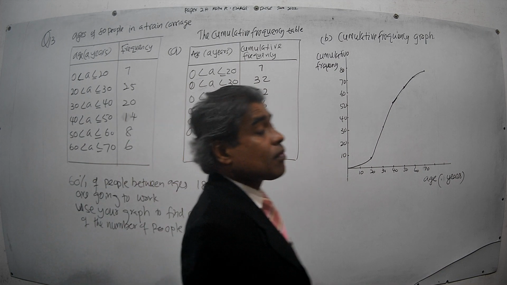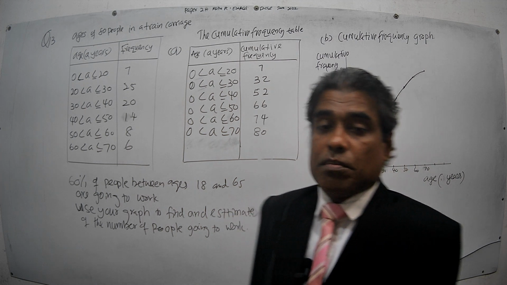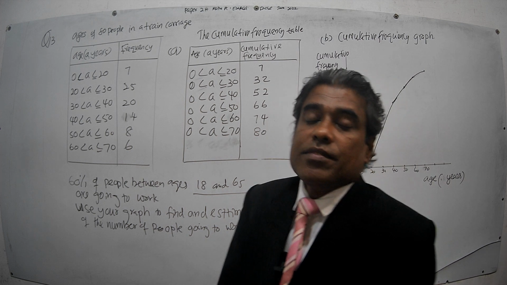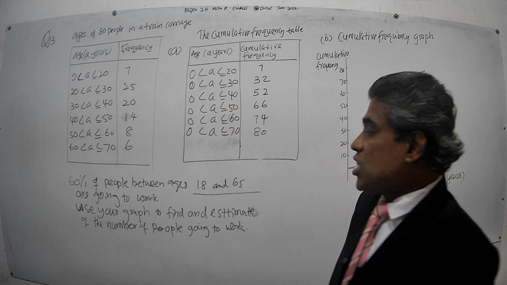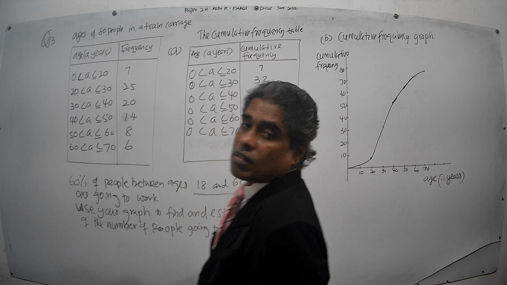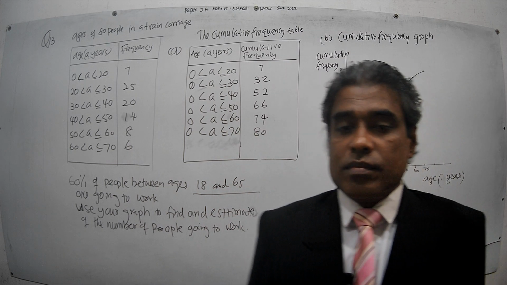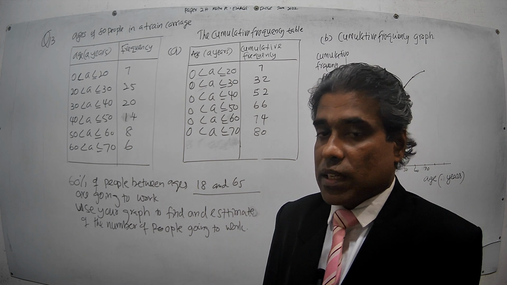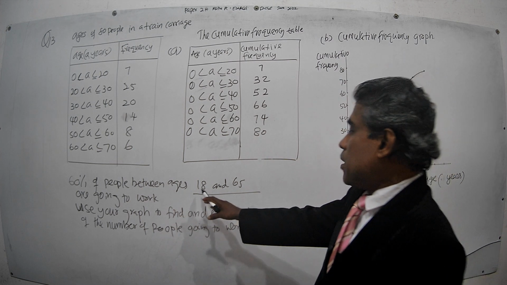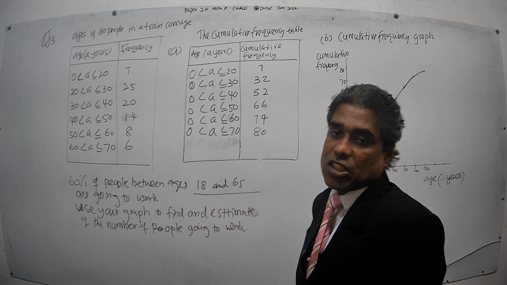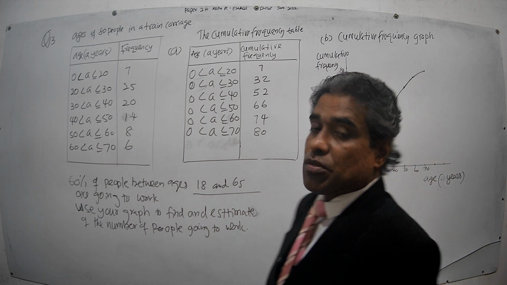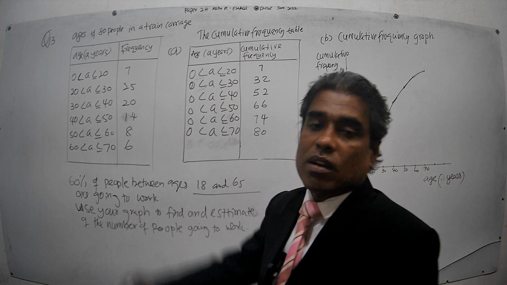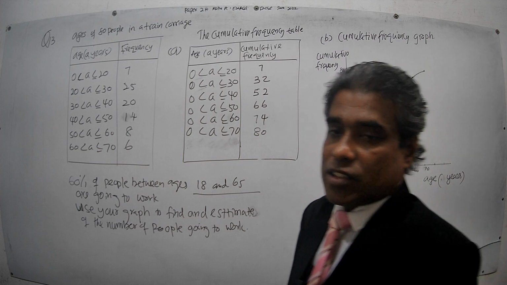Now they say, now out of the people between the ages 18 and 65, 60% are going to work. They have used the train carriage to go to work. 60% of these people in the age group 18 and 65. Then we are asked to use this cumulative frequency graph to find an estimate for that number of people going to work in the carriage, right?